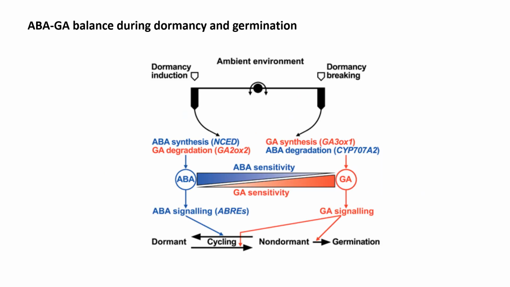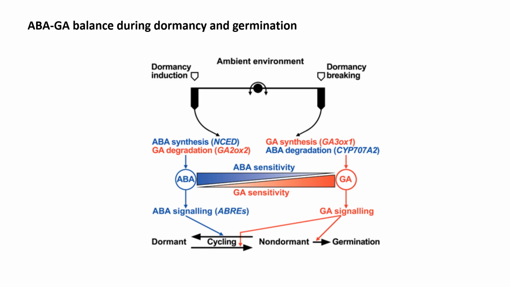An interplay between abscisic acid and gibberellic acid is therefore a key regulatory factor in regulating dormancy and germination. ABA synthesis and signaling, along with GA catabolism, dominate the dormant state, while GA synthesis and signaling, along with ABA catabolism, dominate the transition to germination.